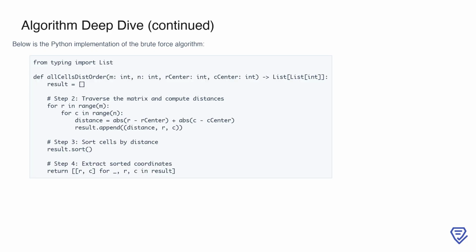We start by initializing an empty result list. Next, we use nested loops to traverse the matrix, calculating the Manhattan distance for each cell relative to the center. Each cell's distance and coordinates are stored as a tuple in the result list. After collecting all the data, the result list is sorted based on the distance values using Python's built-in sort function. Finally, we extract only the coordinates from the sorted list to construct the output. This implementation directly follows the steps outlined earlier and is both concise and easy to understand, making it an excellent solution for this problem when dealing with small to moderately sized matrices.